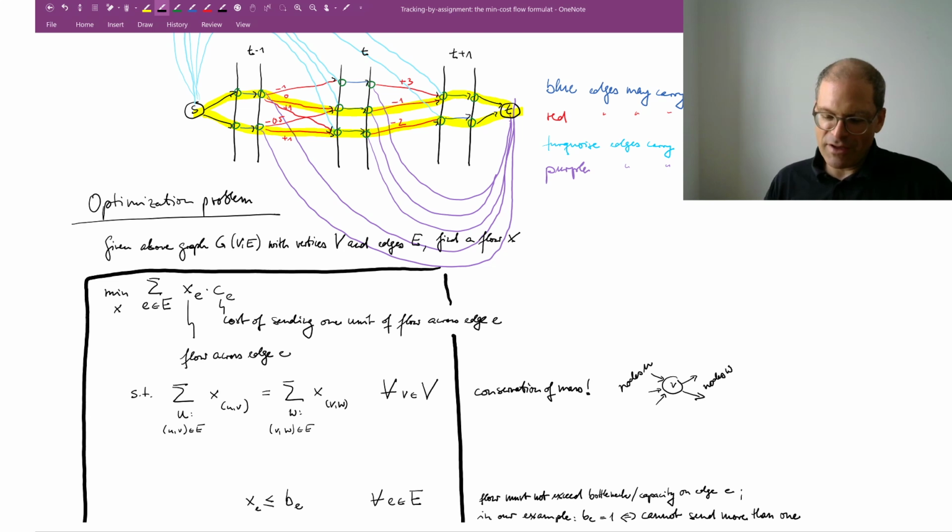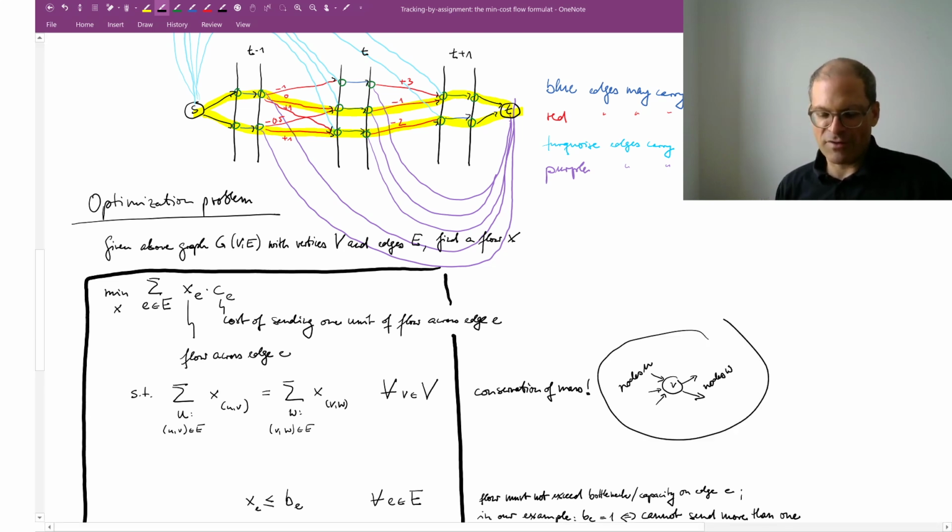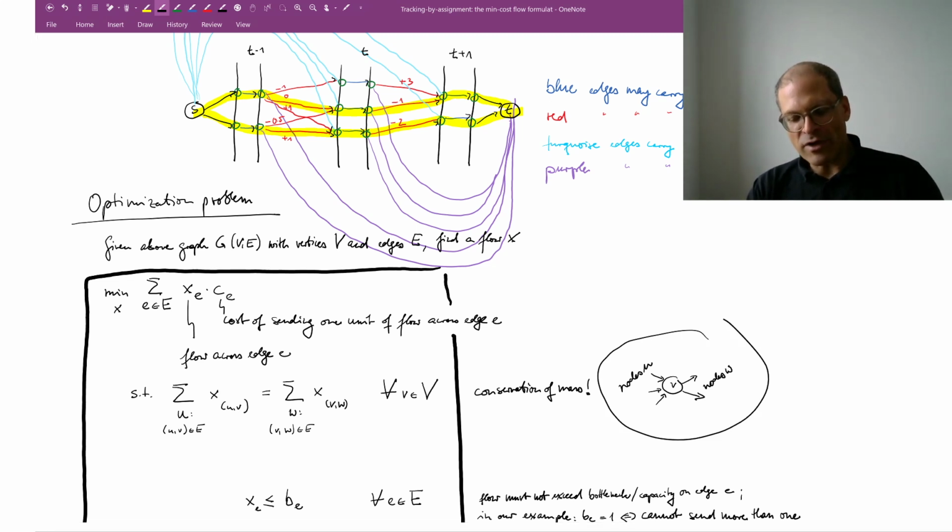So for any node V in the graph, except the source and the target, I want the incoming flow to equal the outgoing flow to make sure that targets don't spontaneously appear or disappear along the route.